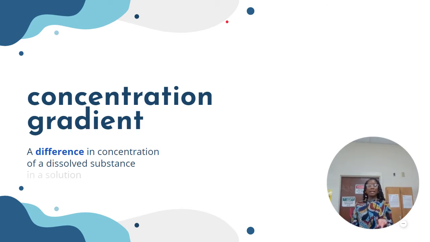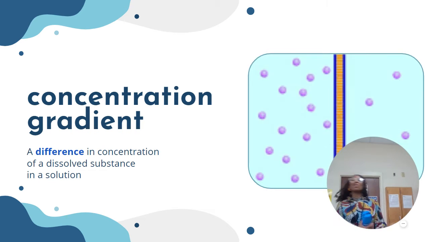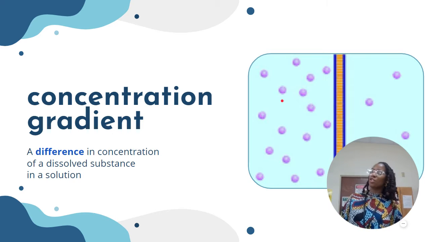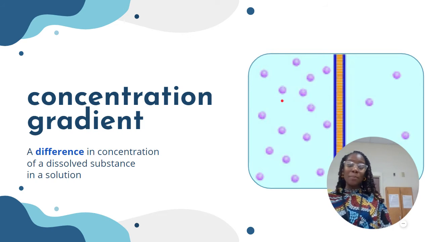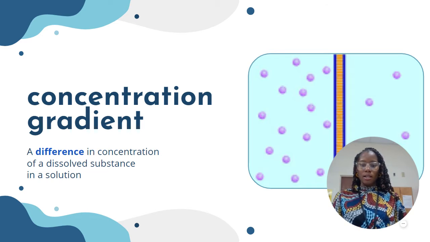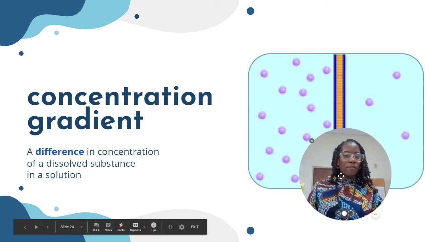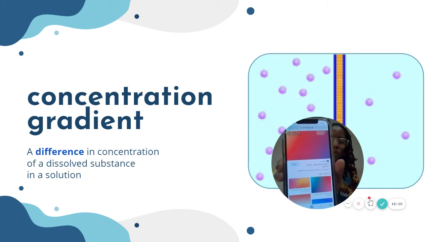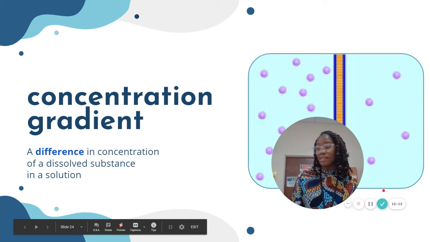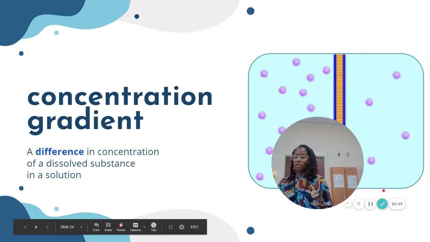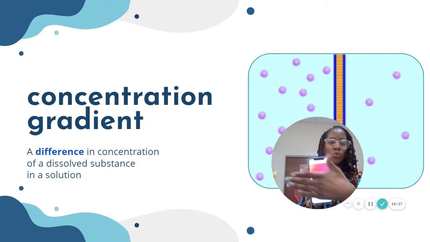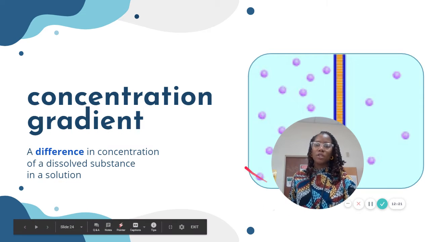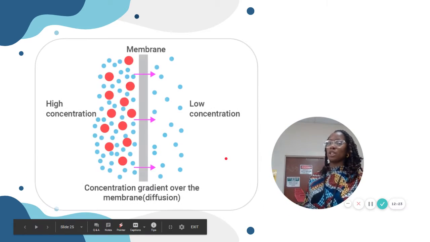So I kind of gave you a hint to this. This is something called a concentration gradient. A concentration gradient is a difference in concentration of a dissolved substance in a solution. So I'm going to show you a picture of a gradient. This right here is a gradient. You might have seen this if you ever work with designs or anything like that. You notice that it just kind of smooth, whatever. Not important. So a gradient is a difference in concentration of a dissolved substance in a solution.